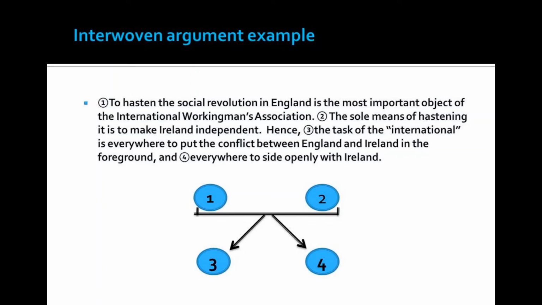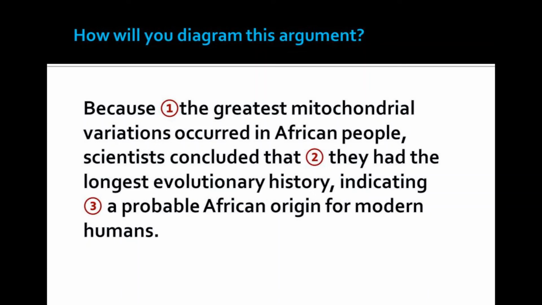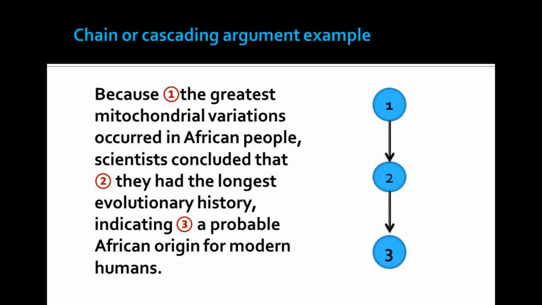What about this one? Because 1. The greatest mitochondrial variations occurred in African people, scientists concluded that 2. They had the longest evolutionary history, indicating 3. A probable African origin for modern humans. This is an example of a chain or cascading argument in which the conclusion is the premise of another conclusion, or the premise of one conclusion is the conclusion of another premise. This is common in arguments of causality, where one cause can be the effect, which is the cause of another effect, and so on and so forth.